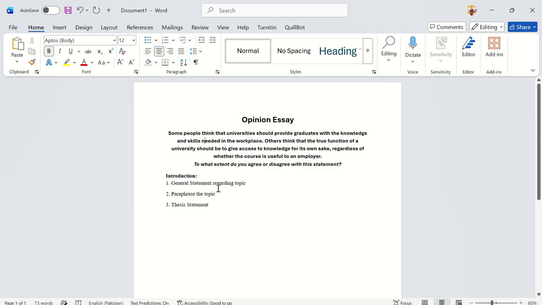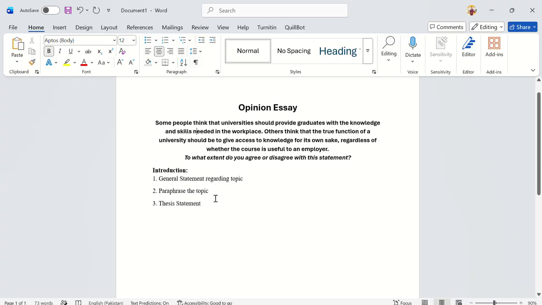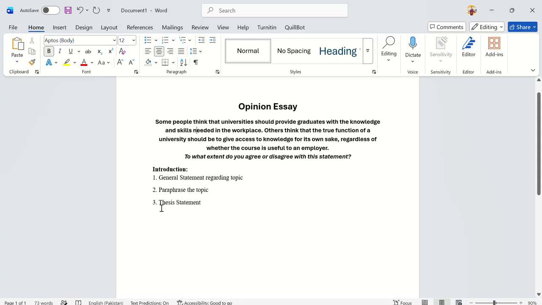In the first sentence of the introduction, you have to write the general statement about what they are asking for, like university graduates in the workplace, regardless of whether the course is useful to an employer. And second, you have to paraphrase this topic. How to paraphrase? Just use synonyms. You have to write the same thing from here to here, but use synonyms for that. And the last is the thesis statement.